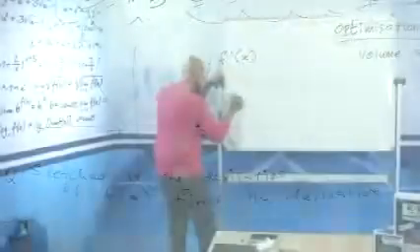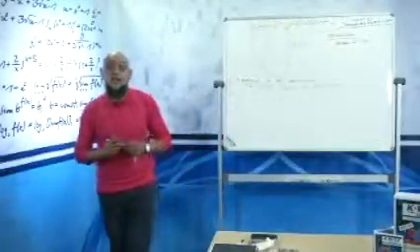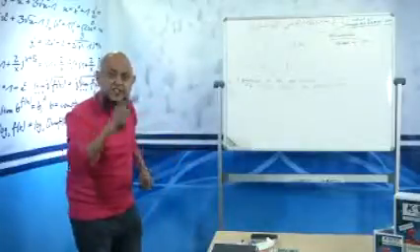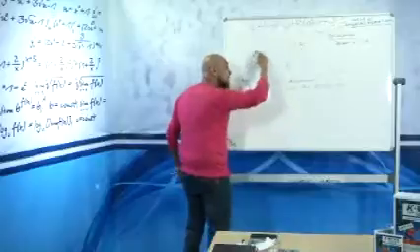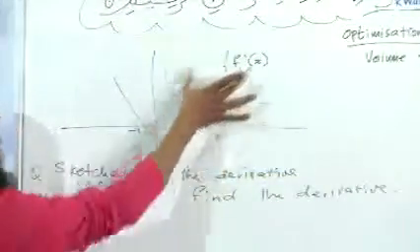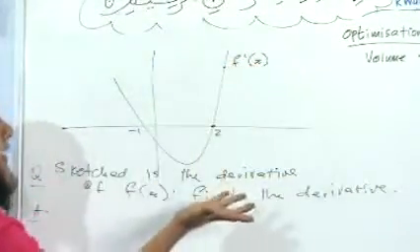Now boys and girls, this is not a calculus question. This is a functions question. Why? This is a parabola. They just sketched the derivative, and they want the equation of the derivative. How do we get it?